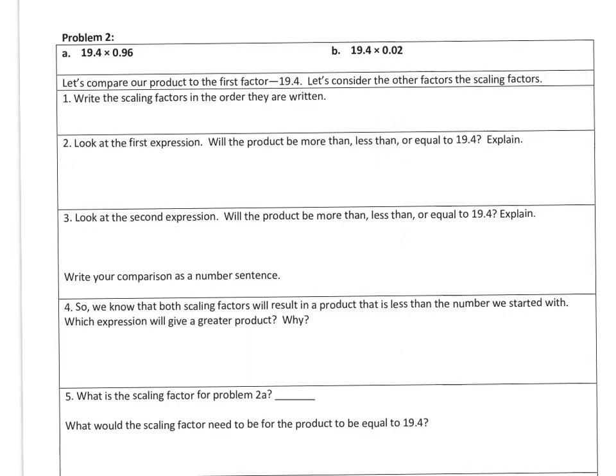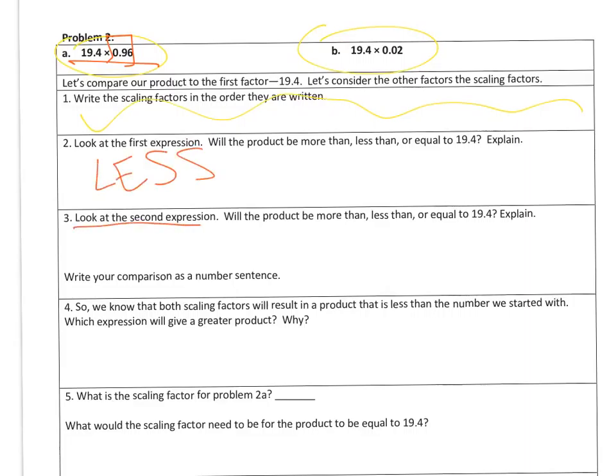So here we have 2 different multiplication expressions. Both of them start with 19 4/10, but multiply it by 2 different scaling factors. So we're going to ignore this for a sec. Look at the first expression. Will the product be more than, less than, or equal to 19 4/10? Well, are we multiplying it by something that is less than 1, or greater than 1? 96 hundredths is less than 1. So our product will be less than 19 4/10.